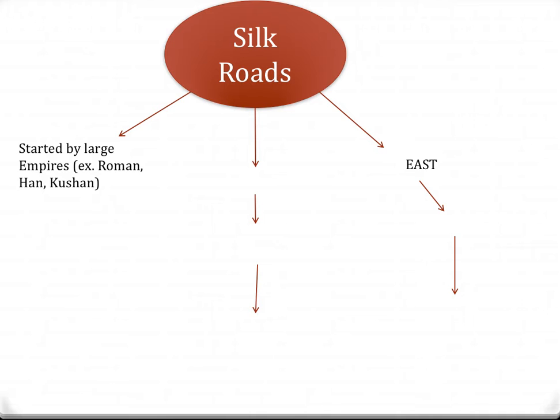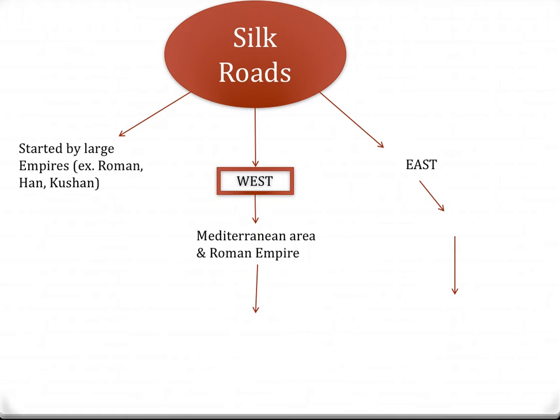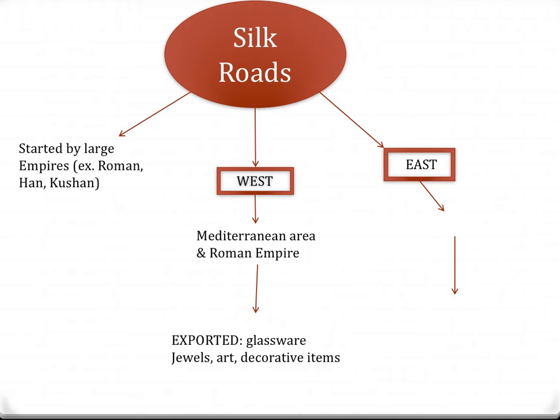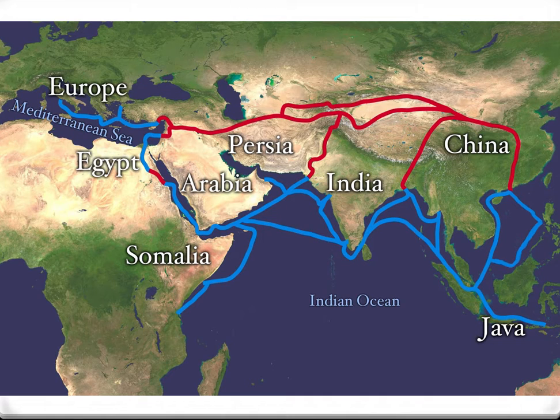Okay, so the Silk Roads were really started by the larger empires of the classical era, which would be the Roman, the Han, and the Kushan. In the West, we see that the Silk Roads are dominated by the Mediterranean area and the Roman Empire especially. Some of the goods that they would send out would be glassware, jewels, art, decorative items. Whereas in the East, it was more the Asian lands, India and China, that dominated the Silk Roads, and their exports included spices, fruits, and silks.